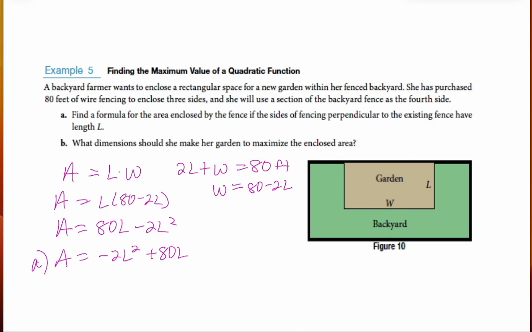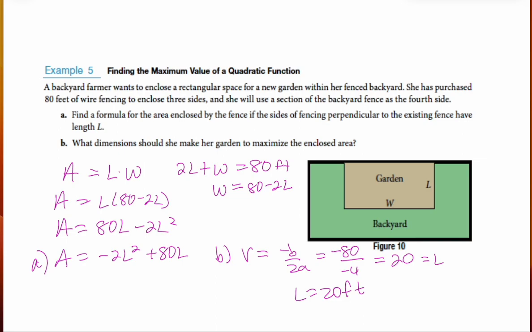And it says what dimension should she plant her garden to maximize the enclosed area? Well, maximums occur in an upside down parabola at the vertex. So they're just really saying find the vertex. So the vertex is at negative b over 2a. So the b value is 80, so opposite that's negative 80. The a value is negative 2, double that, that's negative 4, so that's 20. So that is our L value, our X values are L's, and so that is 20 feet.